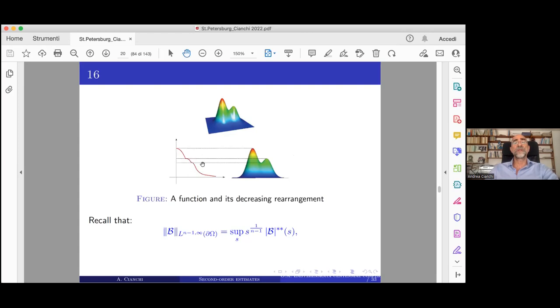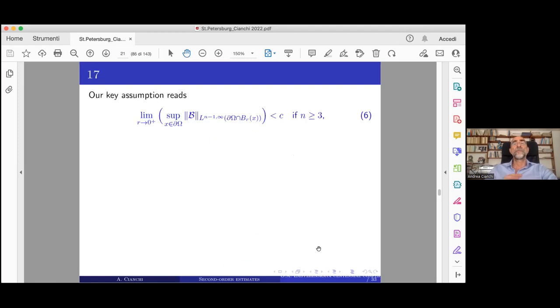And with the help of this decreasing rearrangement, one can define this weak norm as a sup of this expression, and this weak L log L norm as the sup of this other expression. Of course, one can use the distribution function instead of rearrangements for these definitions. Now, this is not the end of the story. Our assumption on the boundary requires not just that the curvatures are in this space, but also some smallness assumption on small balls centered at the boundary. So we need that if we take these norms on small balls on the boundary, then they are sufficiently small if R is sufficiently small.